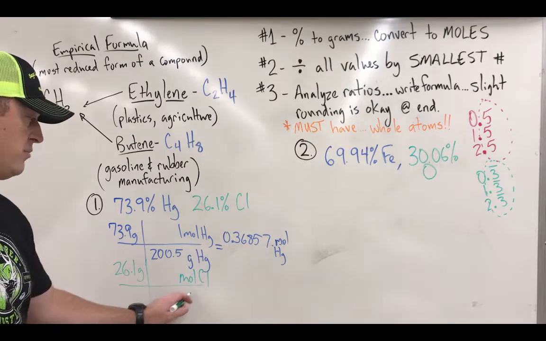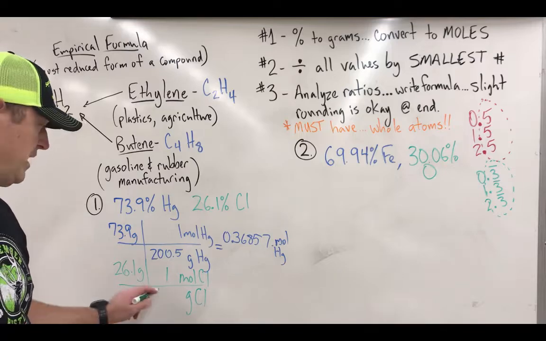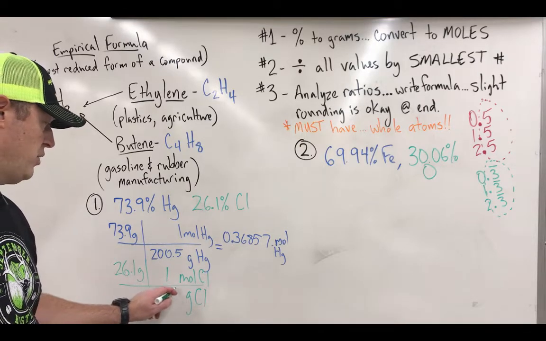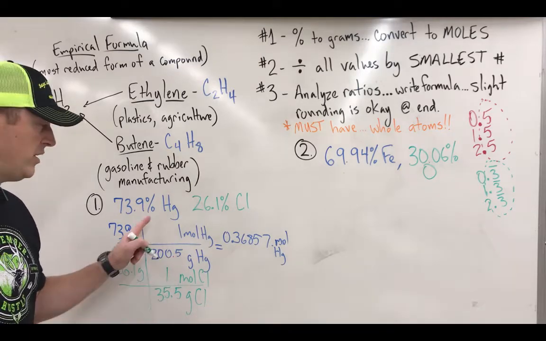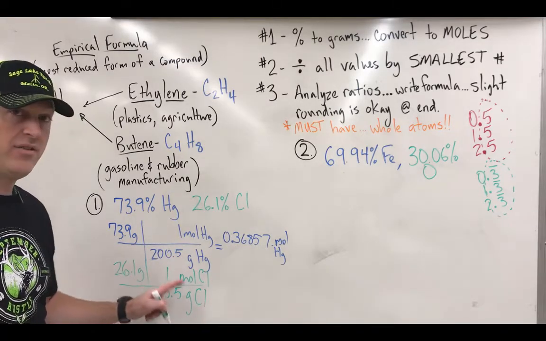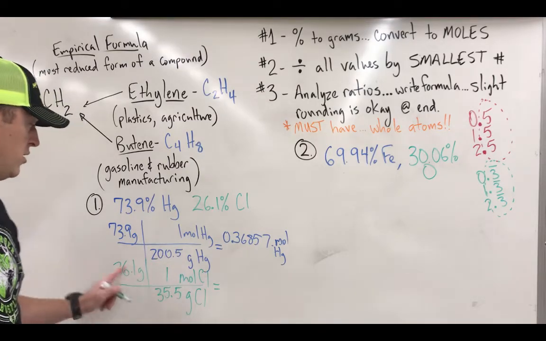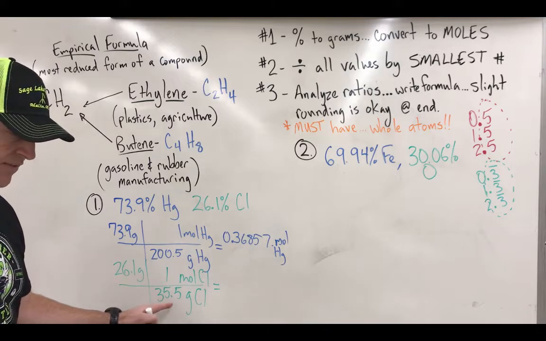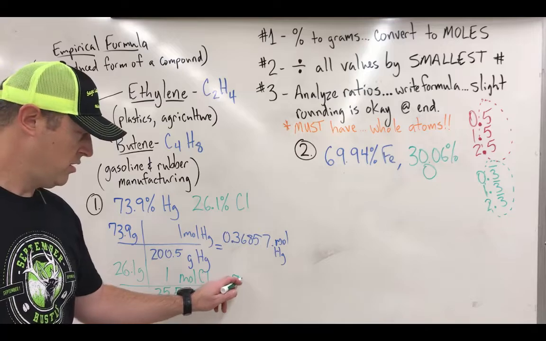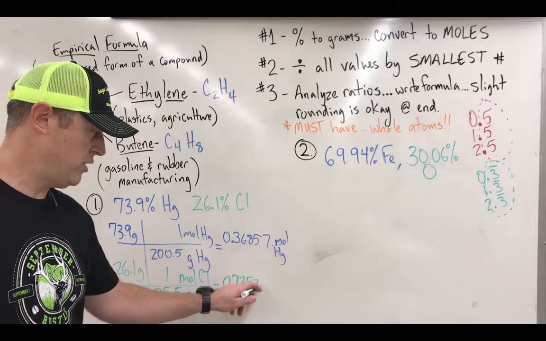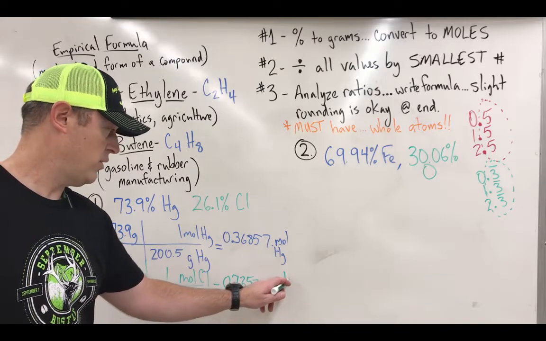Okay, that means grams of chlorine have to come down here. 1 mole of chlorine, its molar mass is 35.5. Again, we keep it at the half. We do our normal rounding up or down if we needed to, but if there's a half of a gram in the molar mass, we keep it. So 26.1 divided by 35.5, we should get 0.7352 and a bunch more numbers, and that is moles of chlorine.